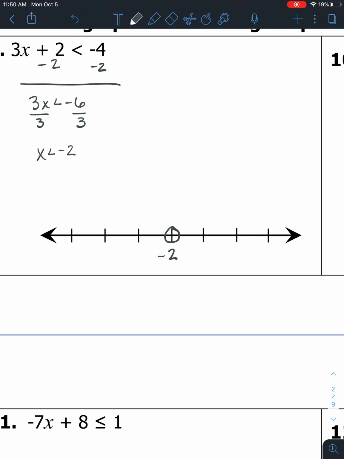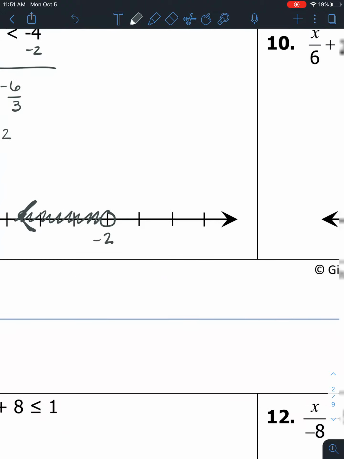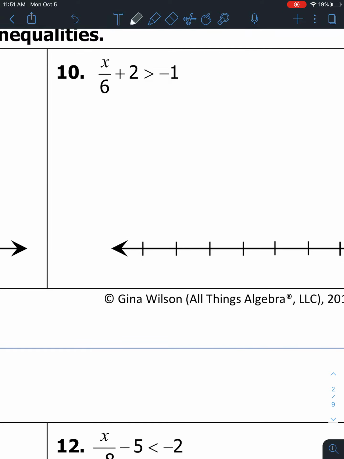Okay, I'm going to find where I want negative 2 on here. So I'm going to put it right here. Open circle, and it's letter symbol number, so I'm going to shade in the direction that it's pointing. Let's do another one.